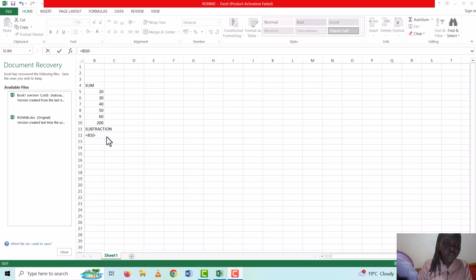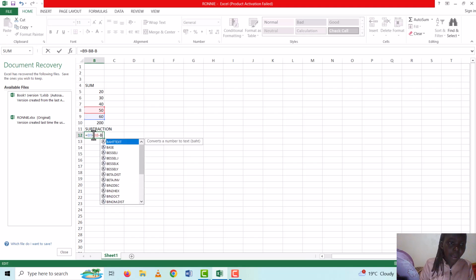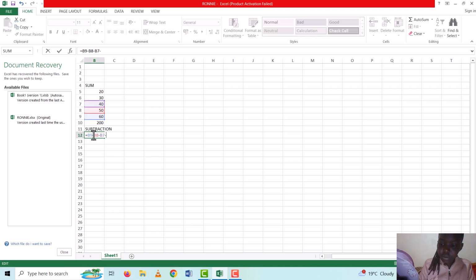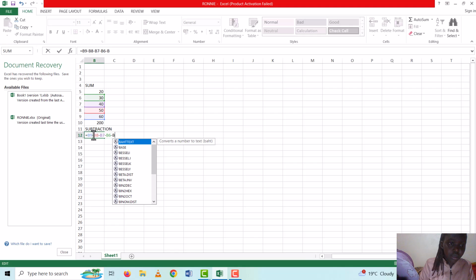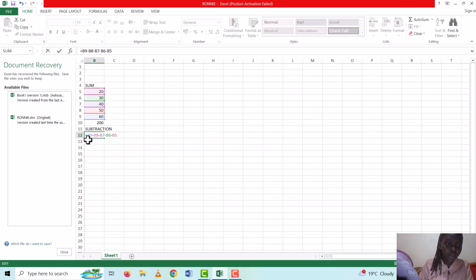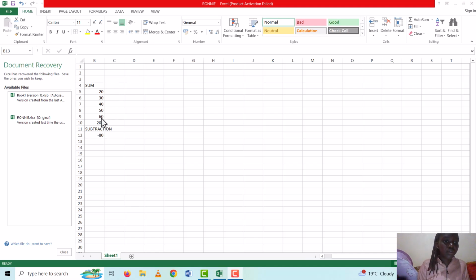For subtraction, you have to start with the bigger digits. No, sorry, it's B9 minus B8 minus B7 minus B6 and minus B5. The difference between all these numbers, if we subtract them, is negative 80.